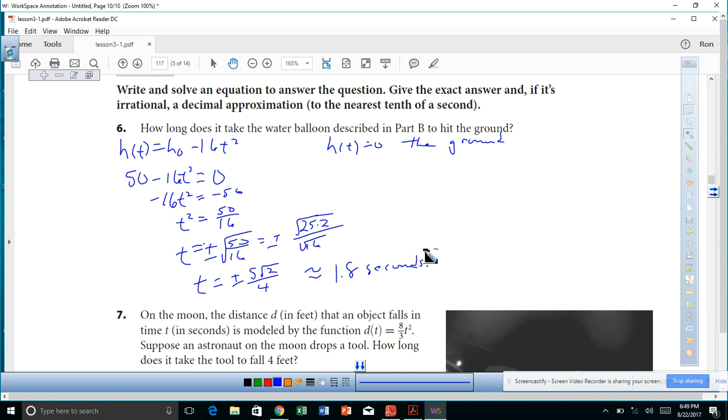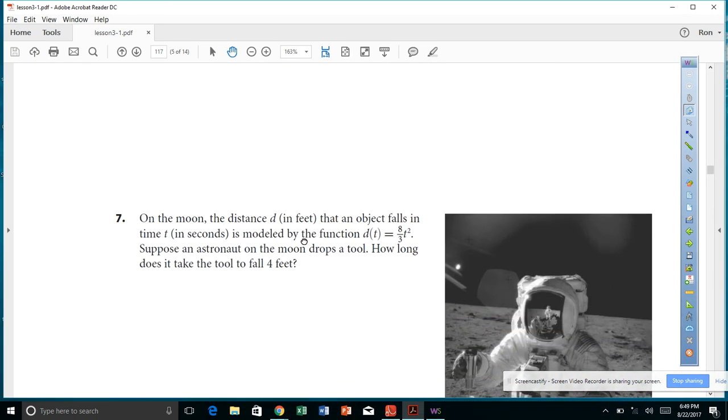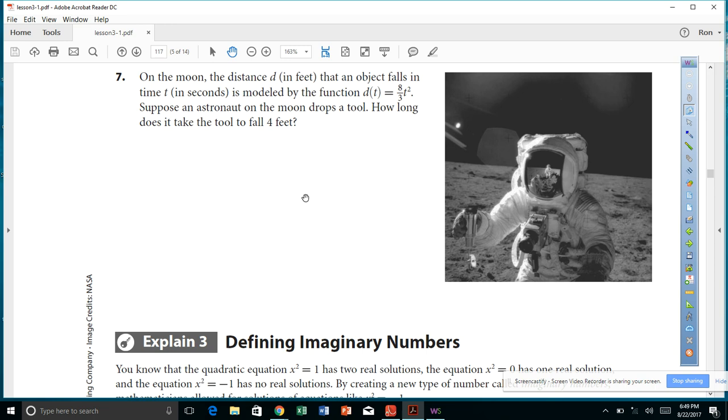So you would have to time it where it'll take 1.8 seconds for it to hit the ground. On the moon, the distance d in feet that an object falls in time t in seconds is modeled by the function d of t equals 8/3 t squared. Suppose an astronaut on the moon drops a tool. How long does it take the tool to fall 4 feet?